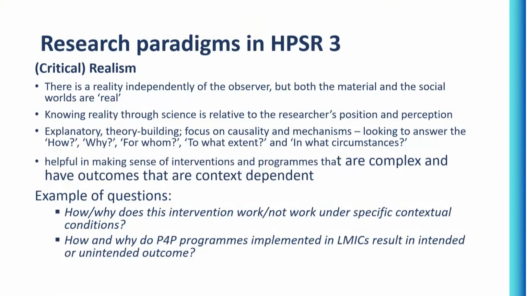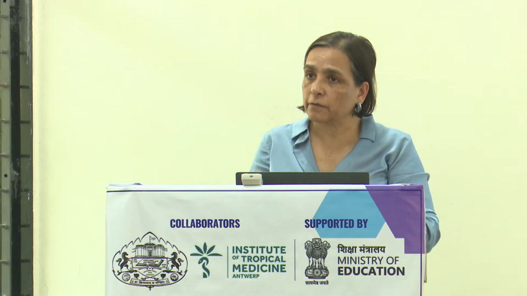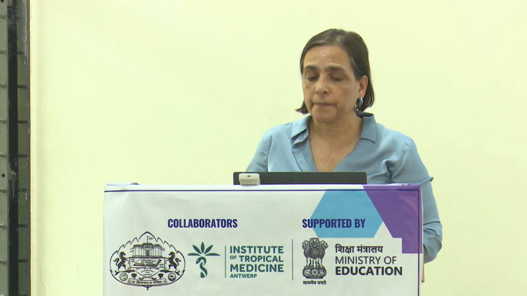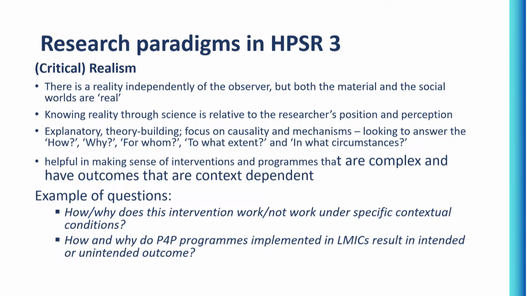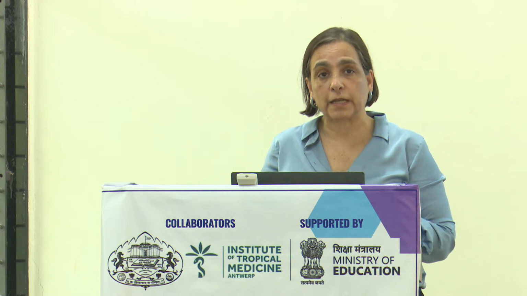So your types of questions are how or why does this intervention work or not work under specific contextual factors? Yeah, because that's usually very interesting, is that you implement something across the country, but you notice they're doing much better in Maharashtra than in Madhya Pradesh. Why is that? What are the contextual issues? What are the mechanisms that make the intervention work in this setting but not in this setting? Yeah? So how and why do pay-for-performance programs implemented in low and middle income countries result in intended or unintended outcomes? Okay? So it's very often focused on an intervention, and I'm saying intervention in the broadest understanding of the term.